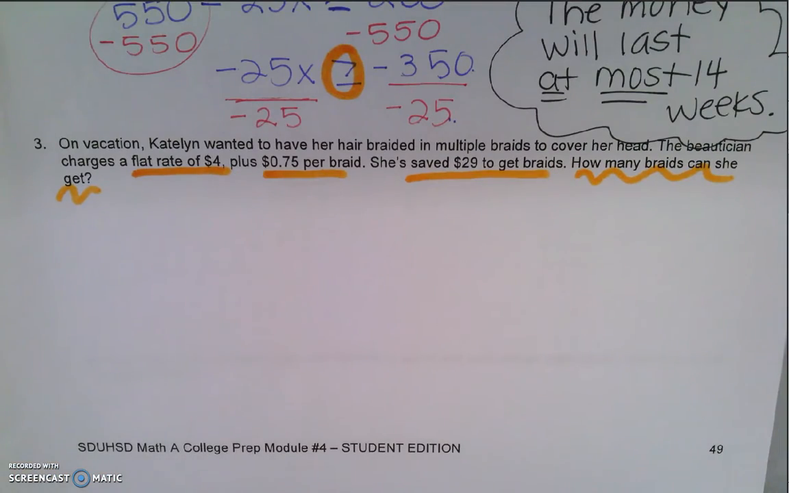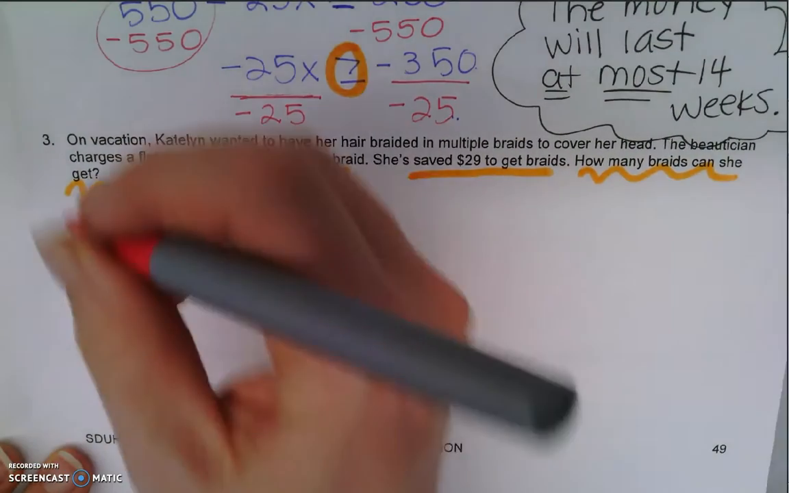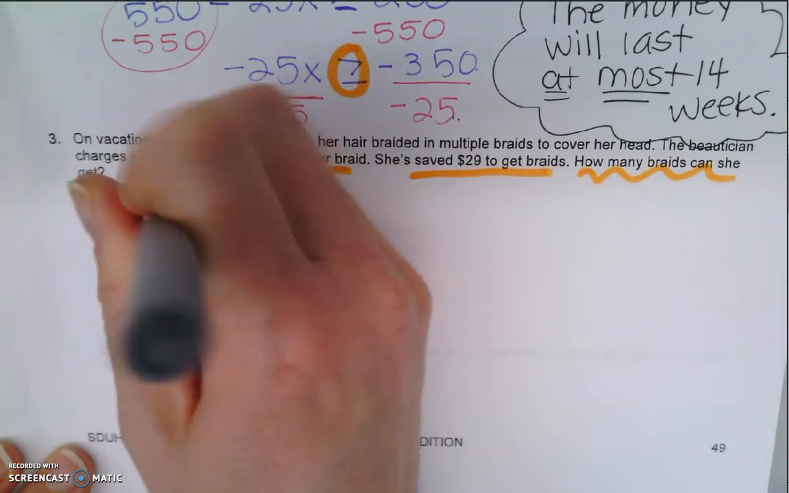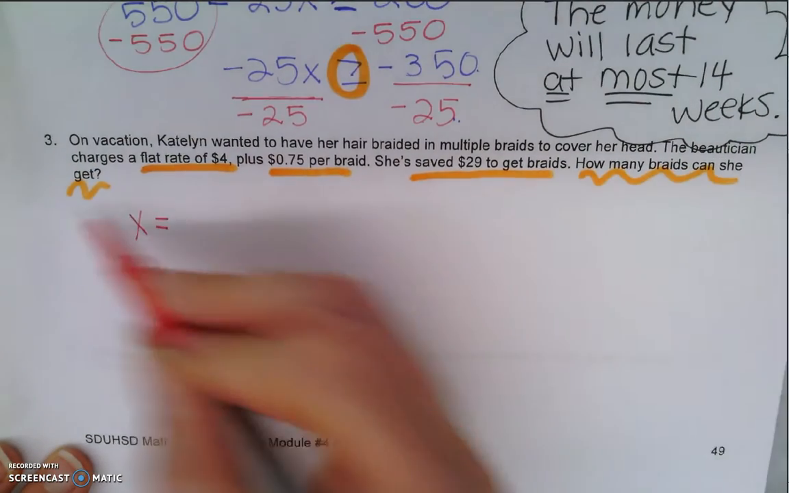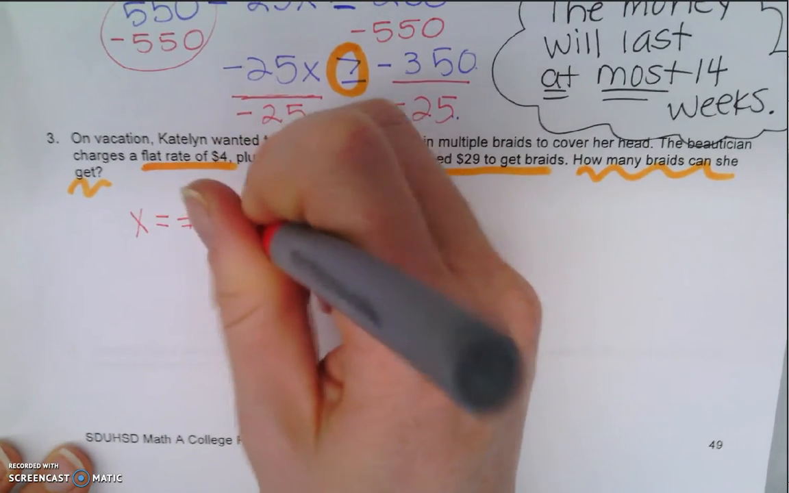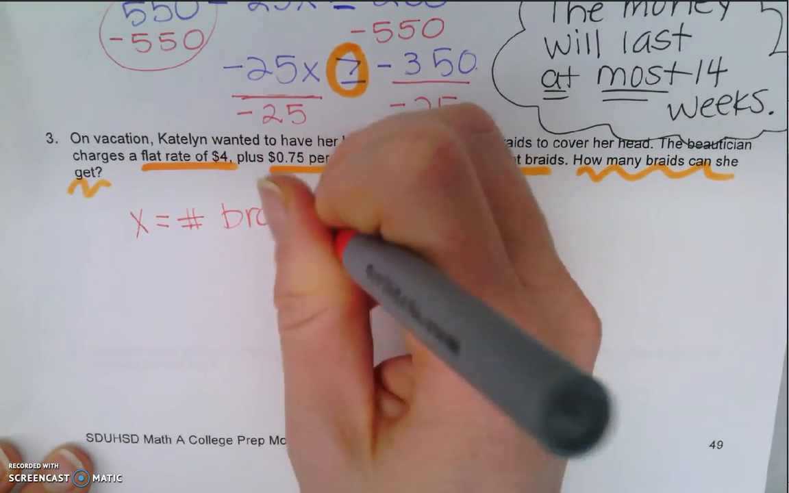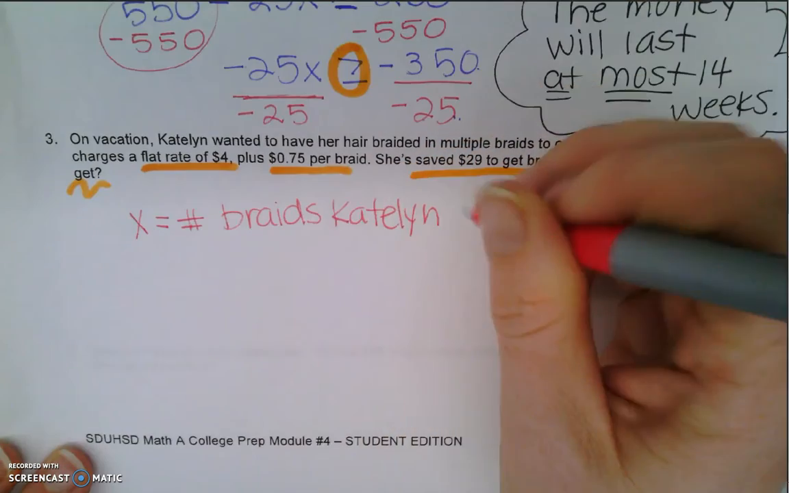Okay, so step 1, we read the word problem. We underlined the important information. I squiggled the question. Let's think about defining our variable. What's x, our unknown, represent here? We're asking how many braids can she get, so x equals number of braids Caitlin gets.